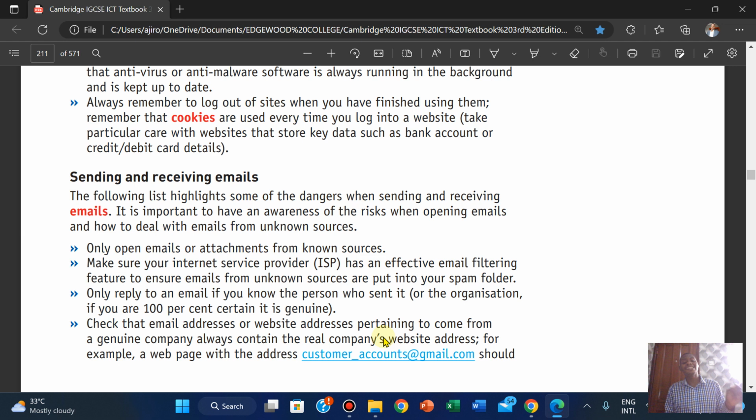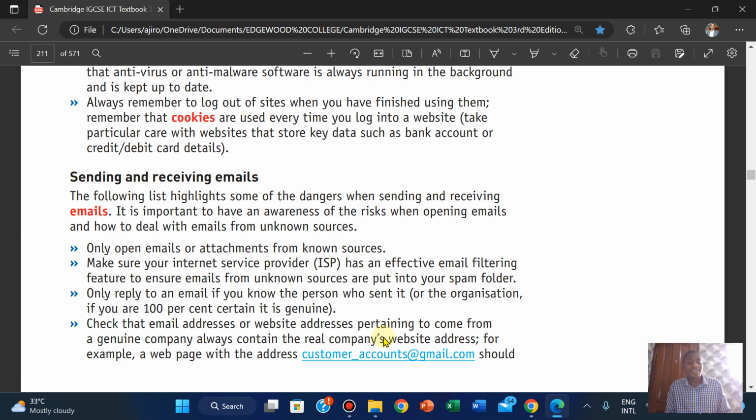Make sure that your internet service provider has an effective email filtering feature to ensure emails from unknown sources are put into the spam folders. Only reply to an email if you know the person who sent it. Don't just reply to any email you see, or to any emails or mail people are sending to you. Or the organization, if you are 100% certain it is genuine. So only reply to an email if you know who's sending it.